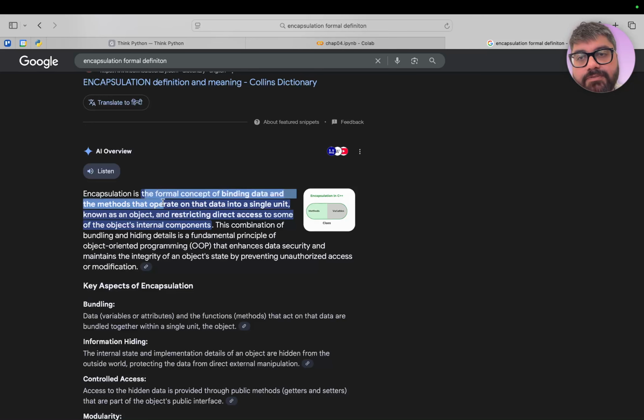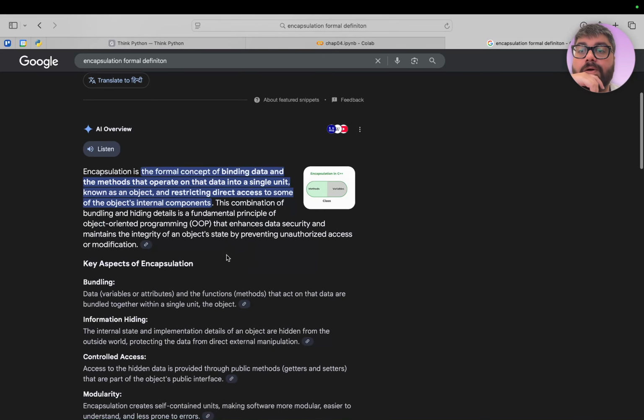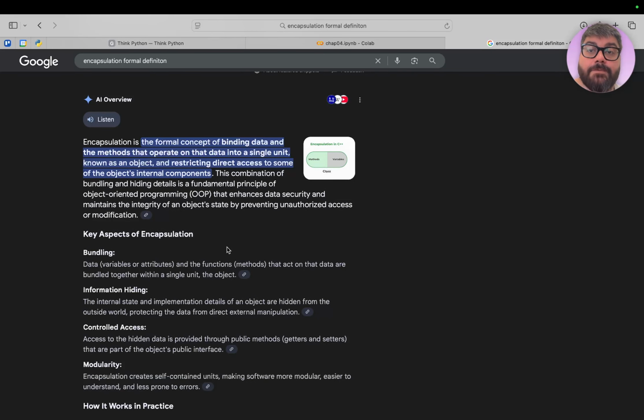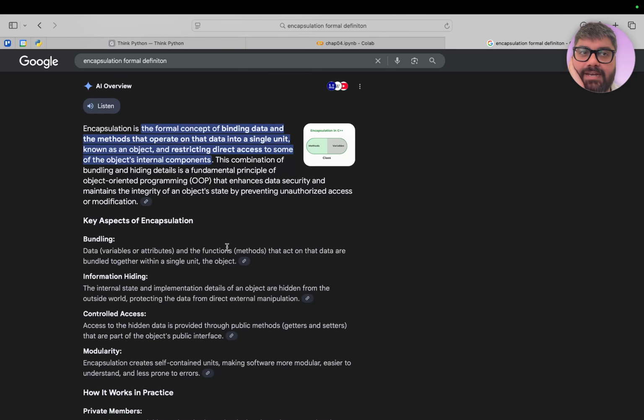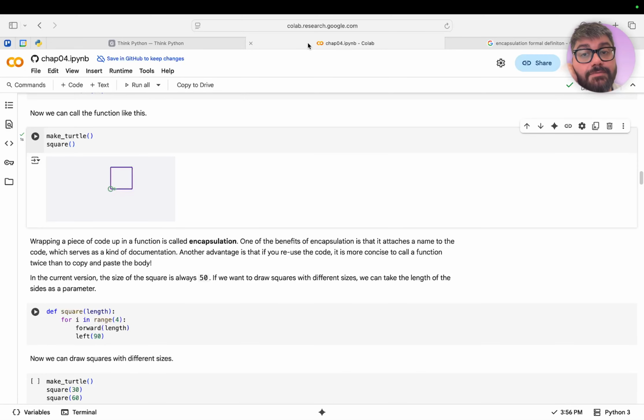Encapsulation is the formal concept of binding data and the methods that operate on that data into a single unit known as an object, and restricting direct access to some of the object's internal components, right? This combination of bundling and hiding details is a fundamental principle of object-oriented programming. There you go. That enhances data security and maintains the integrity of an object's state by preventing unauthorized access or modification. So that's a mouthful, and it does imply a lot, and I'm not sure if I understand all of the implications of it. But yeah, that's essentially what that is.